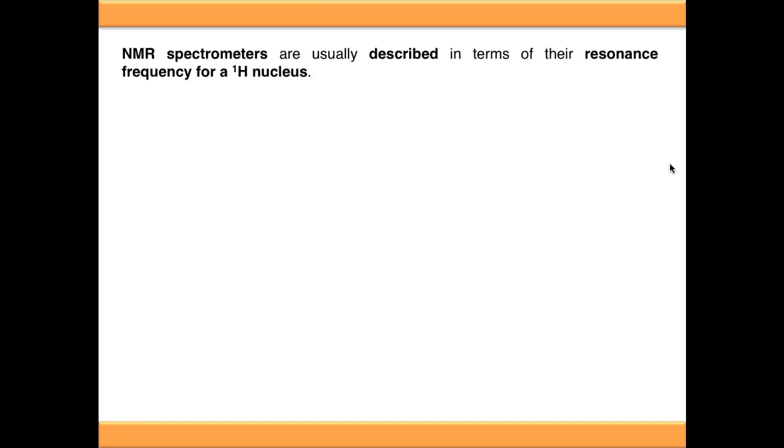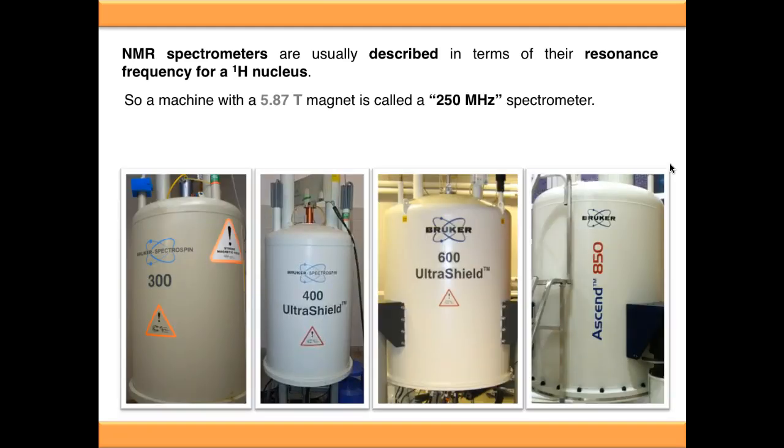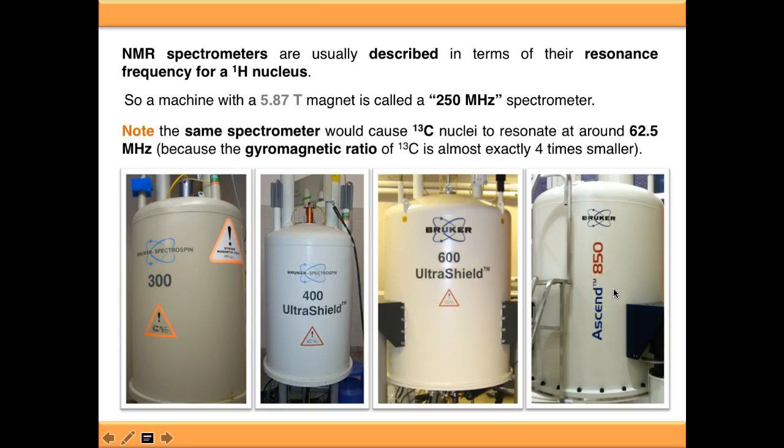NMR spectrometers are usually described in terms of their resonance frequency for proton nuclei. So the 5.87 Tesla magnet we actually call a 250 megahertz spectrometer, but you'll see this written on the outside of the spectrometer that you're using, so the 300, 400, 600 and 850. These are the resonance frequencies for a proton nucleus in that particular spectrometer, but they will all have increasing magnetic field strengths going from 300 up to 850.